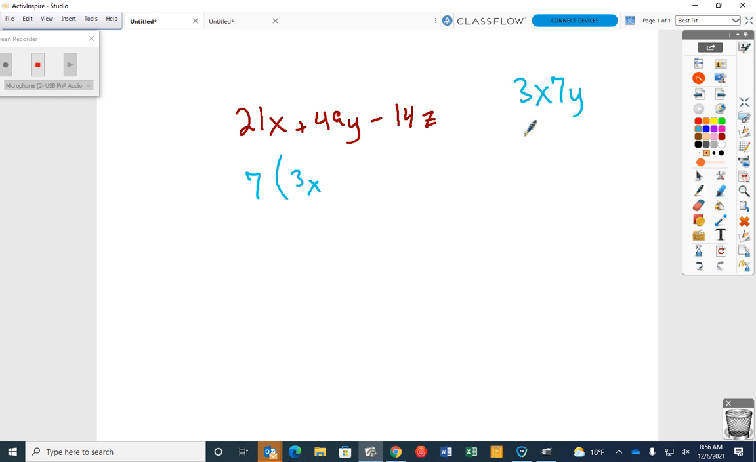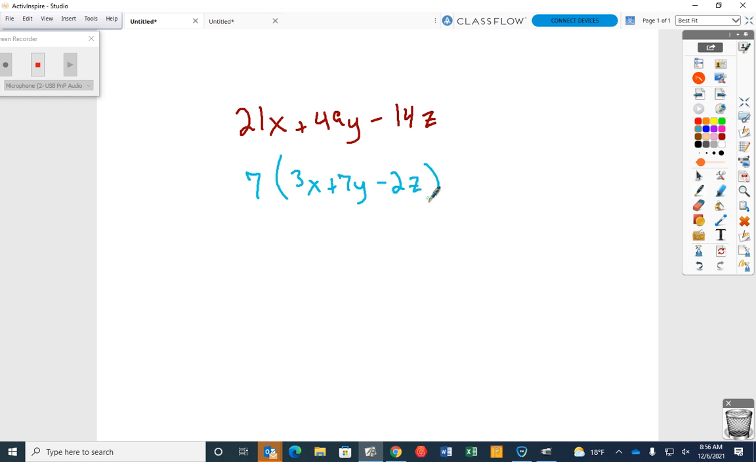Let me tell you something. Is that the same meaning as this? If you don't separate these by a plus or minus sign, this means multiplication. So you got to be careful. All right, so this is plus 7y. Now 7 times what gives me negative 14z? Negative 2z. That was easy.